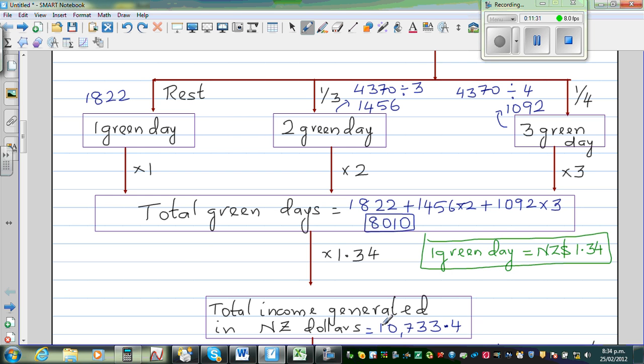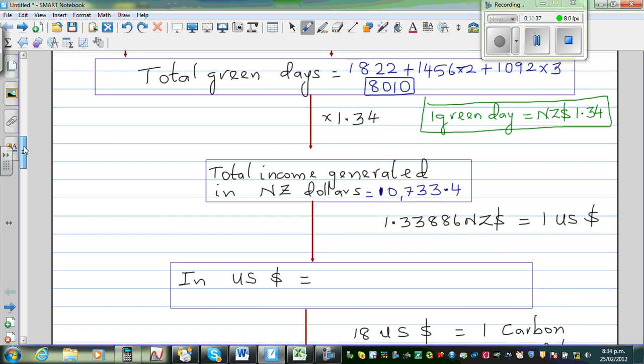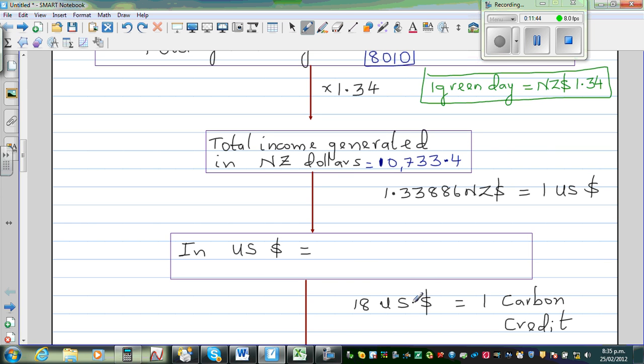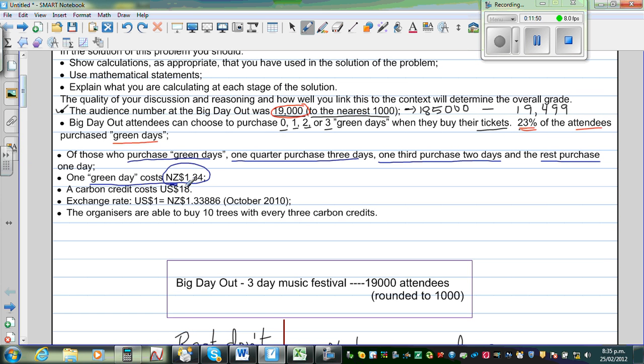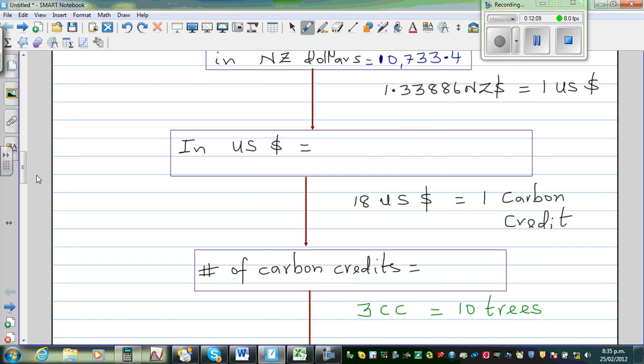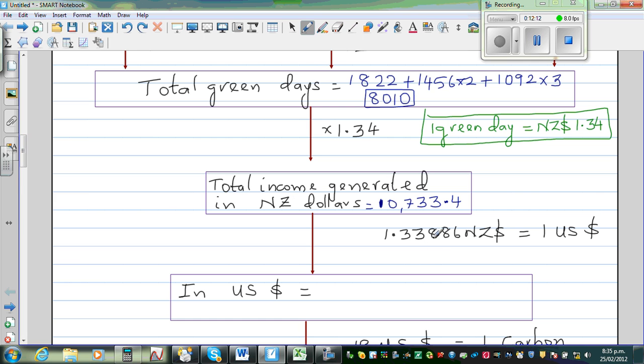Now the story changes slightly. Now you have to go and buy carbon credits. You have to change this into US dollars, because you can buy carbon credits in US dollars, not in New Zealand dollars. If you go back to the question, they have given you the exchange rate in October 2010. This keeps fluctuating. I've written 1.33886 New Zealand dollars is one US dollar.